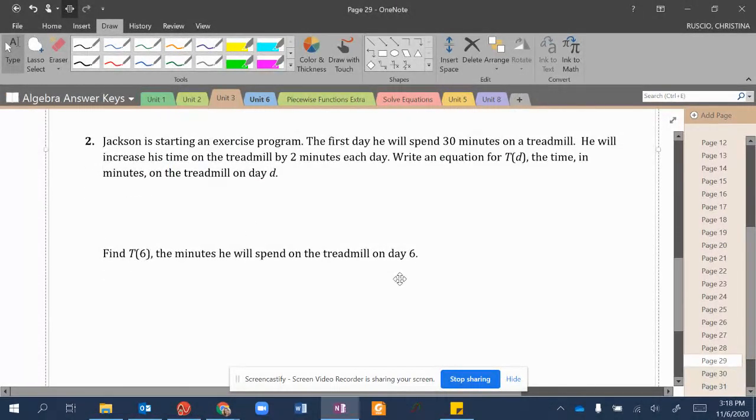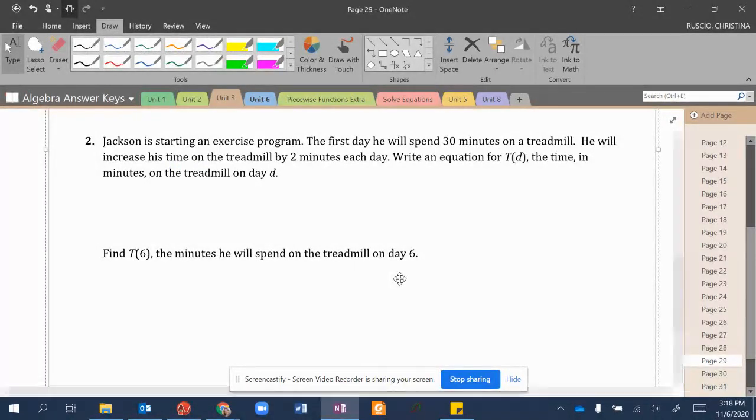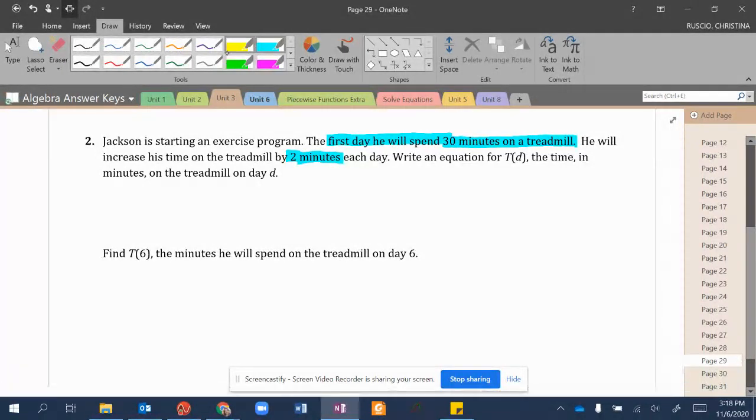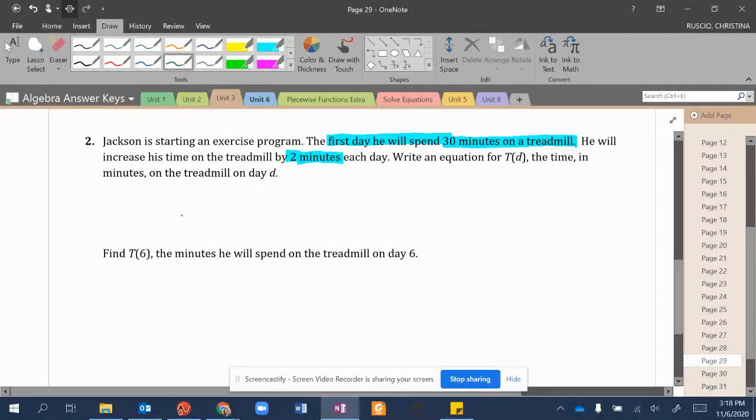Okay, number 2. So Jackson is starting an exercise program, and the first day he's going to spend 30 minutes on the treadmill and will increase his treadmill time by 2 minutes every day. All right, so we're starting on day 1 with 30 minutes and increasing 2 minutes each day. They gave us our x and y values here, so let's create a table of values to really see what's happening here. So d is the day, and t of d is our y value, which is the time.